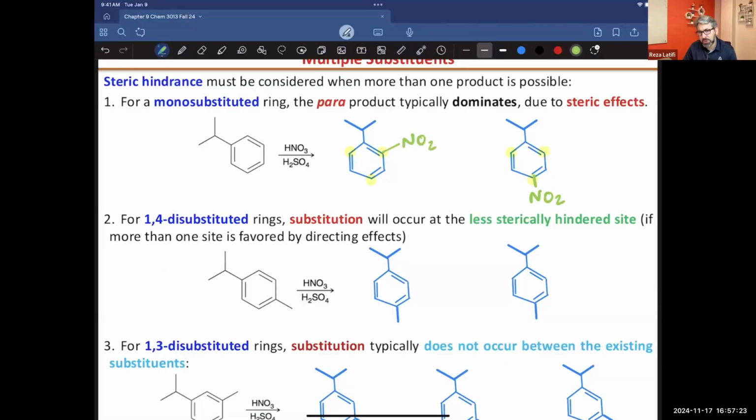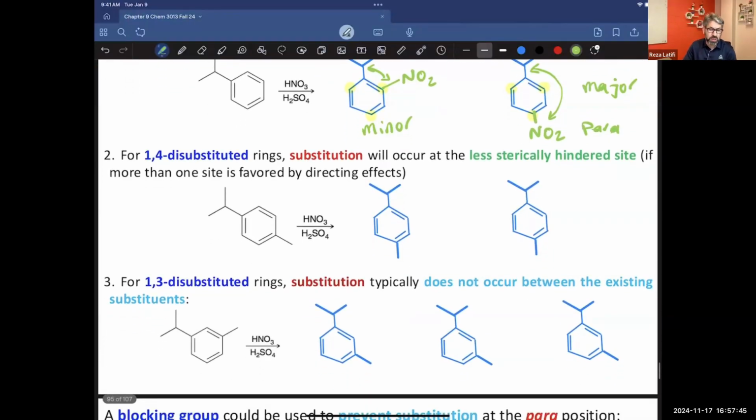Now if you put it in a para position, you will have less steric effect. If it's in the ortho position, you will have some steric effect, and that's going to be an issue. So which one is going to be the major product? This is going to be the major product, and this one will be the minor. The ortho will be minor. Now, next one, I have two alkyl substituents, and they are in para position.